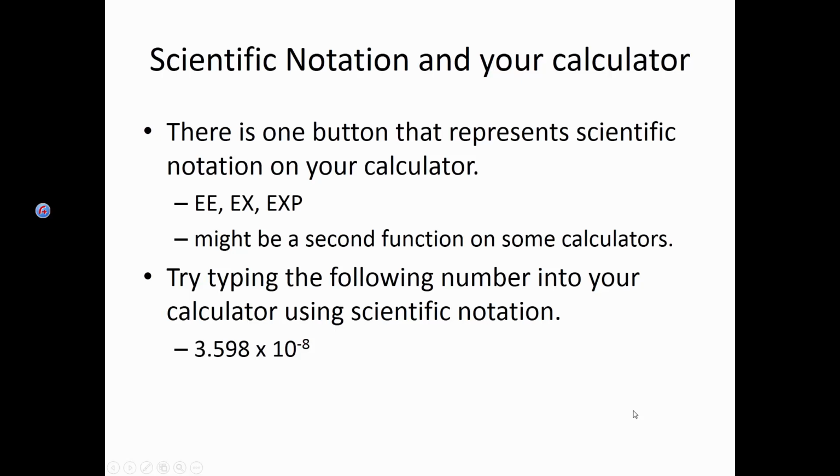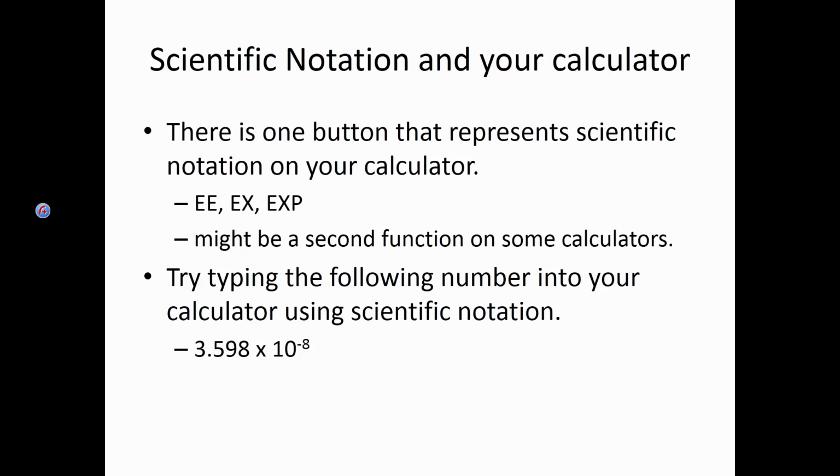It's also very important that your calculator can perform operations in scientific notation. You will be using your calculator throughout the semester. You want to make sure it's doing what you want it to. There is one button on your calculator that does what we want, and that's this one button that shows it in scientific notation. Now, there are lots of brands of calculators, and they all have a different way of showing this button. So you want to find which one of these you have, either EE, EX, or EXP, whichever one is showing up on your calculator. Some calculators might have it as a second function.